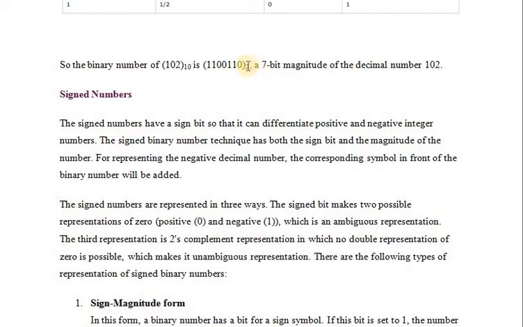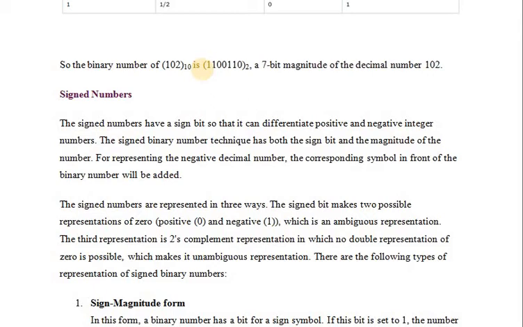This is only a magnitude, a 7-bit magnitude. Before that we have not represented any 0 or 1. Suppose we put 0 here, before the magnitude, this indicates it is a positive number. For example, in signed representation, if I give 1 here, it indicates it is a negative number, that is -102.